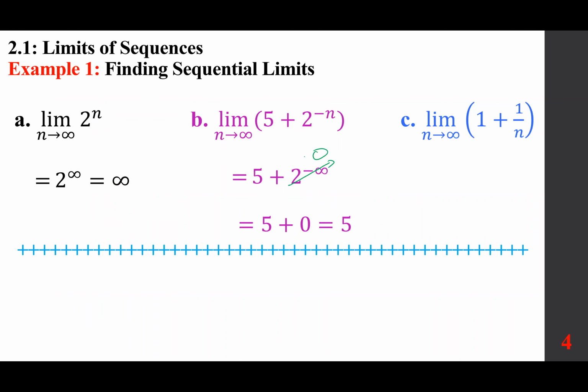Therefore, it's 5. The reason it goes to 0, because recall, a to the power of negative m is 1 over a to the power of m. So 2 to the power of negative infinity is 1 over 2 to the power of infinity, which is 1 over infinity, which is 0. The next one, plug in, and of course, this is 0 again, and there you have it.